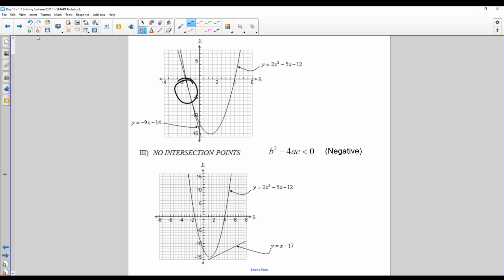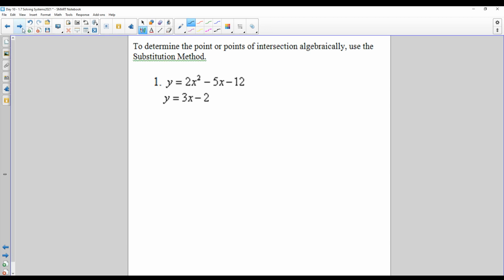Okay, now let's get down to business here. Let's try a couple of examples. Determine the point or points of intersection. Maybe say point or points, because it could be more than one. Could be that it's only one, could be that it's none. Determine the point or points of intersection algebraically. Use the substitution method. So here's the good news. Both of the equations already have the y isolated. So it's just y equals.